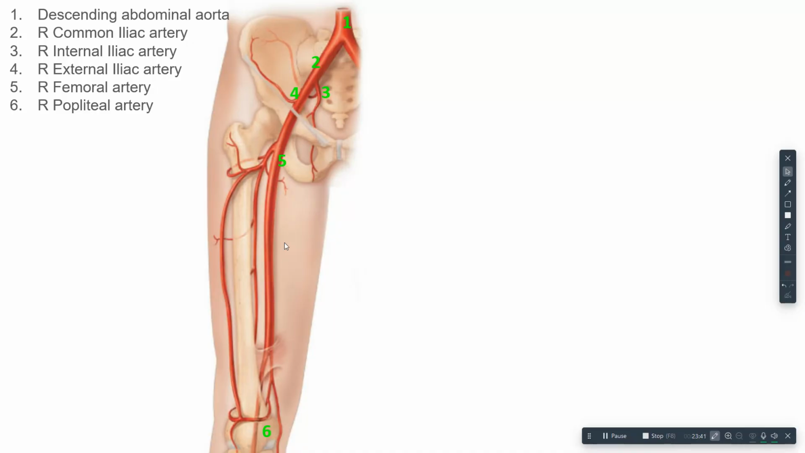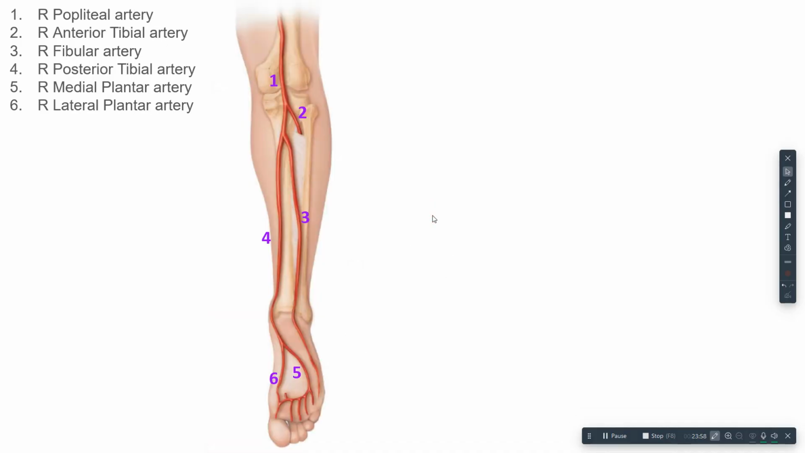He gives off a bunch of branches we're not going to name. Femoral artery comes down, down, down, dives behind the knee, and when it's behind the knee, it is called the popliteal artery. So what we got to do now is figure out where we're going with that popliteal artery.